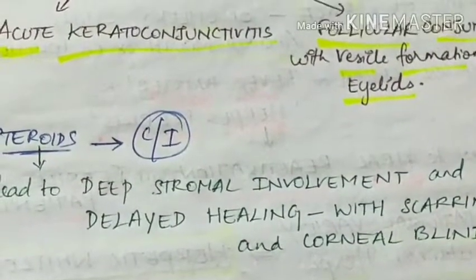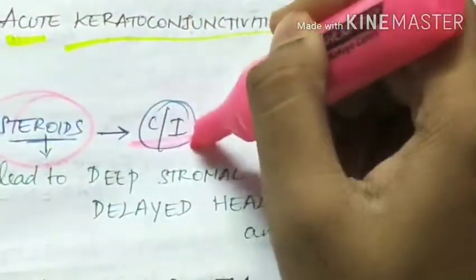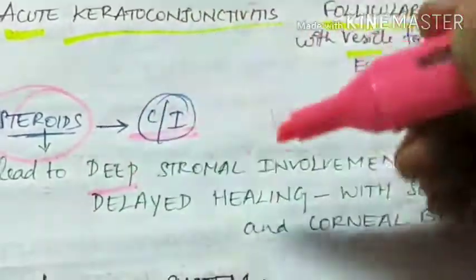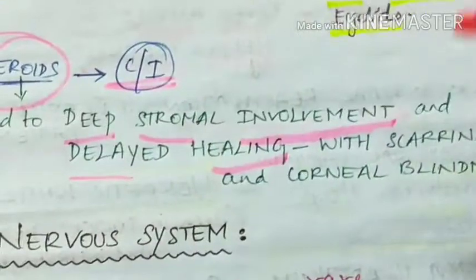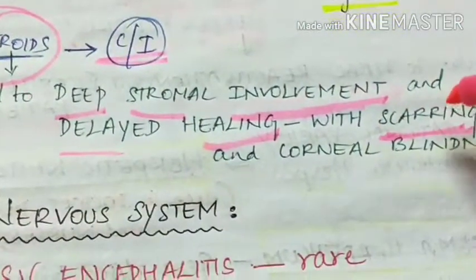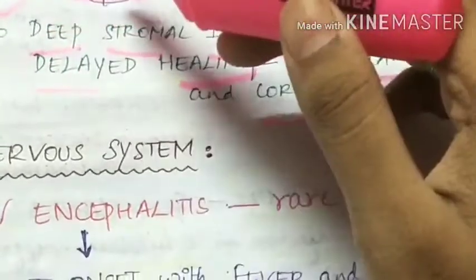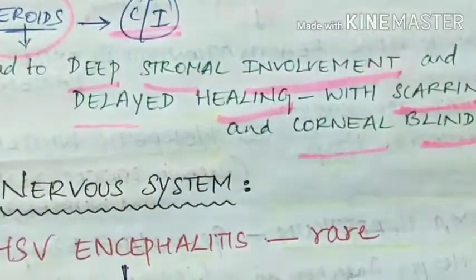In case of ophthalmic infection due to HSV, steroids are contraindicated. This is because the steroids lead to deep stromal involvement and delayed healing with scarring, which ultimately leads to corneal blindness. So the steroids are contraindicated in HSV infection affecting the eyes.